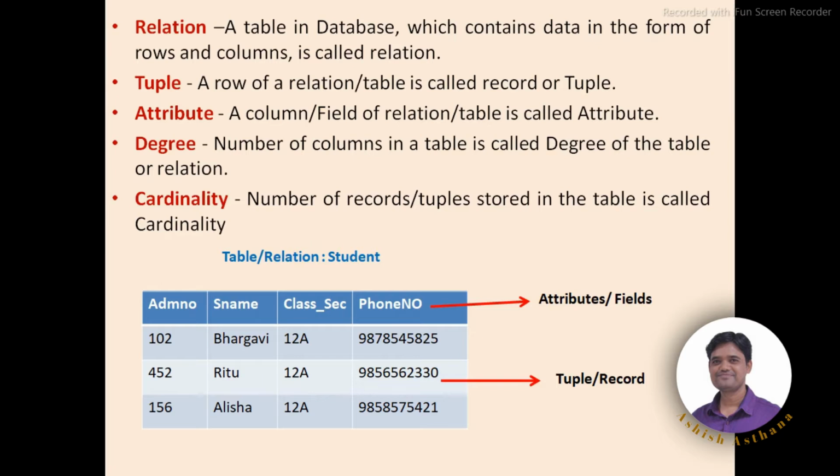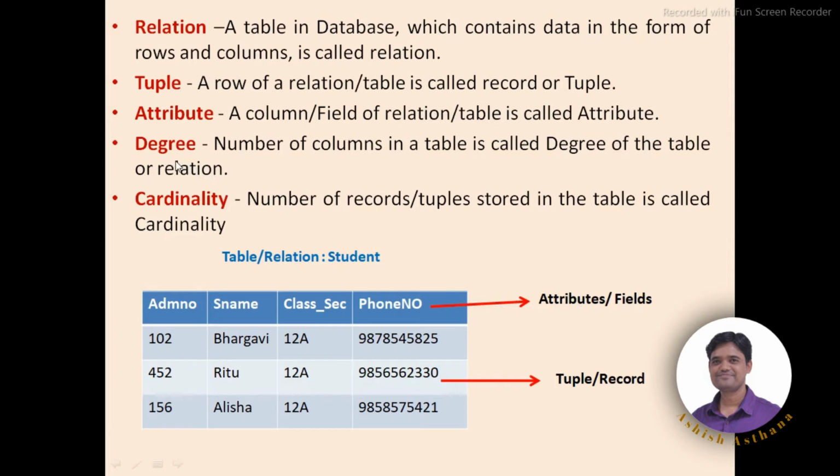A row of a relation or table is called a record or tuple. As you can see here in the table, student, the admission number 102 and the student name is Bhargavi, class and section 12A and the phone number. So this complete information is known as a tuple, or you can say a record or a row. Next is attribute. A column or field of a relation or table is called an attribute. So the columns in this table, for example, admission number, student name, class and section and phone number, these are all attributes or fields, or simply you can say the columns.